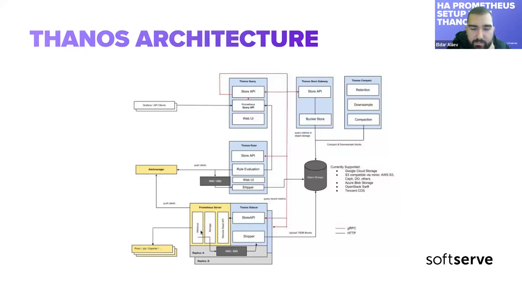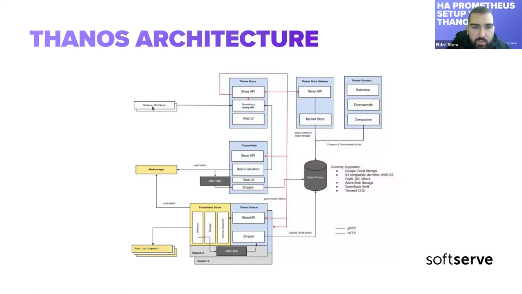The shipper collects the persistent data that Prometheus writes on the disk and sends it through the storage gateway. Actually, it sends it to the object storage, or in the case of this diagram, it sends it directly to the object storage. So that's how the data is collected. You can query the data directly through the store API, and also you will be able to get the data from the object storage. So that's the main idea of the sidecars. It's easy because, for example, if you use the Prometheus operator for Kubernetes, it has embedded support for the Thanos sidecar, so you don't need to inject your containers. Everything is supported out of the box.